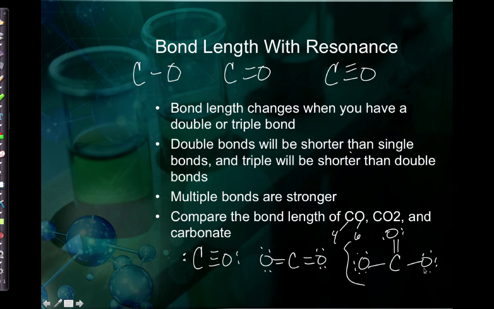Okay, so when I'm looking at these, I'm going to compare the length. I can only compare length here because I've got carbon-oxygen bonds. I know that the shortest bond will be the triple bond, so CO will have the shortest bond. But then I have this here. I've got a double bond here, and then I've also got a double bond here.